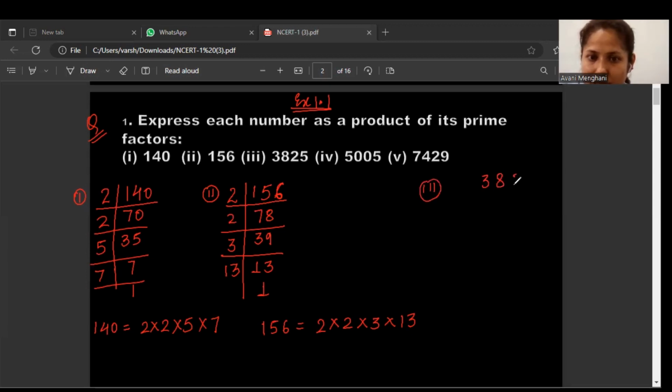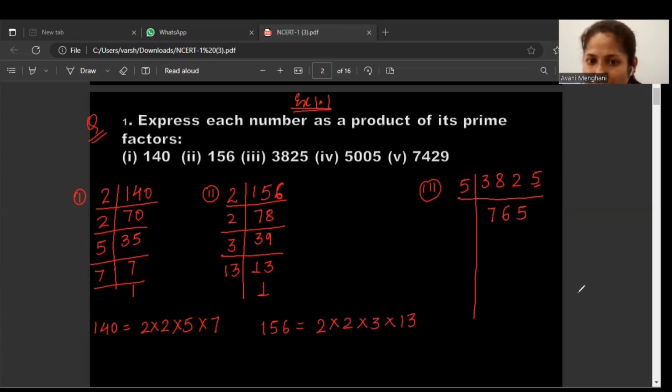3825. Now see, its units digit is 5. If its unit digit is 5, it will definitely go by 5. So let's start dividing it by 5. So this is 38. We'll write 7 because 35. Then 32. So 6 for 30 and 25, 5.